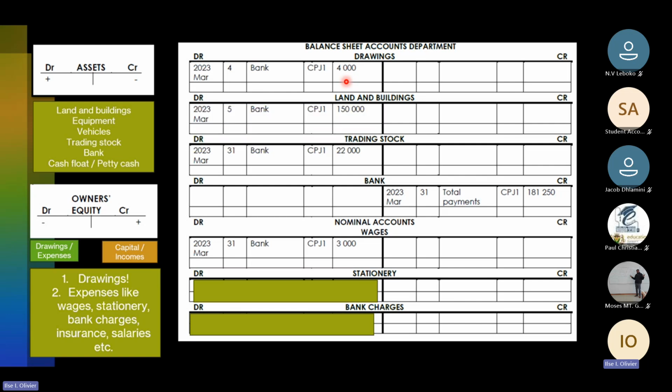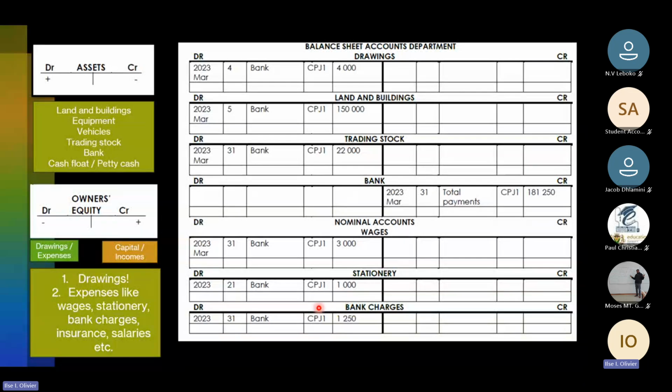The next one was our land and buildings. 2023, March the 5th was the day of the transaction. Bank was credited, so we show that bank was credited. The folio was CPJ1 for 150,000 Rand. Then we had stationery on the 21st. Again, bank was credited, so we show that it's credited. CPJ1 for the total of 1,000 Rand.